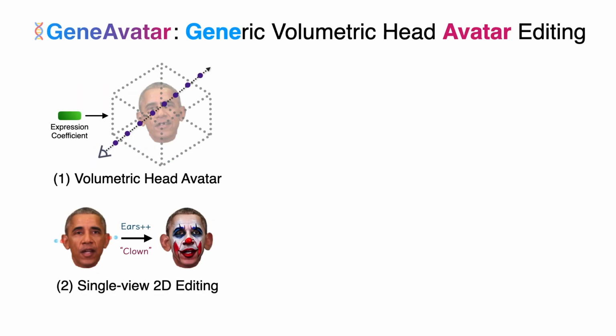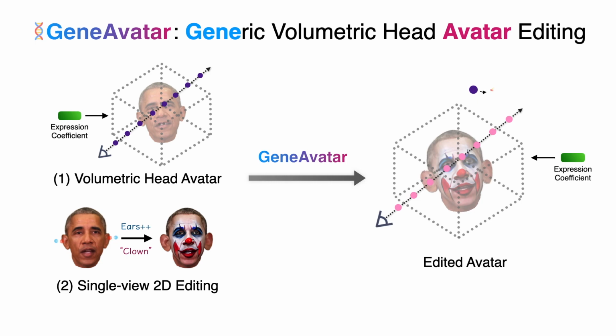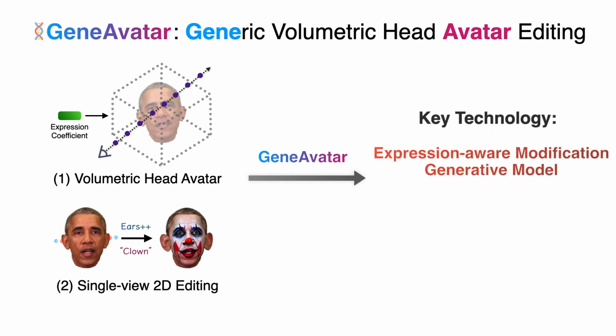To achieve these goals, we propose GeneAvatar, which takes a pre-trained volumetric avatar and a single perspective edited image as input and outputs the edited avatar that can be animated by 3D coefficients. The key technology behind this is an expression-aware modification generative model to generate the 3D expression-aware modification field from a single image.